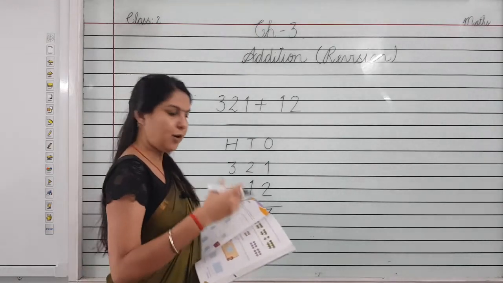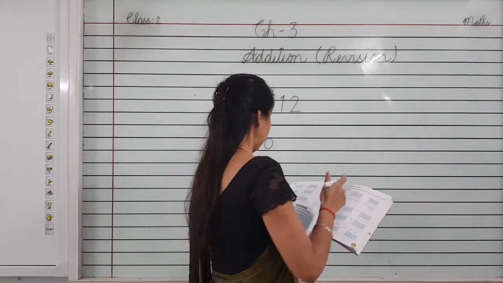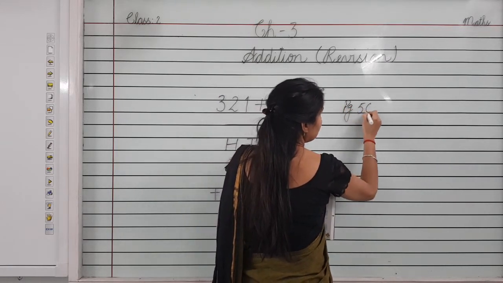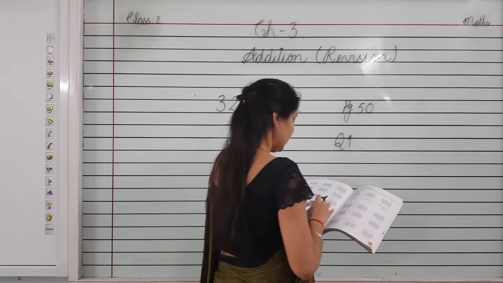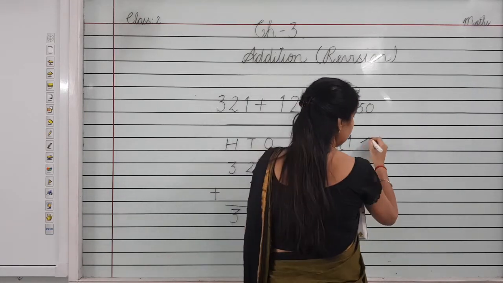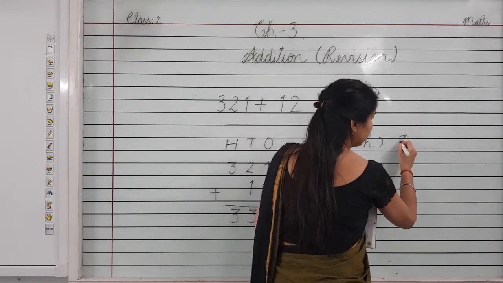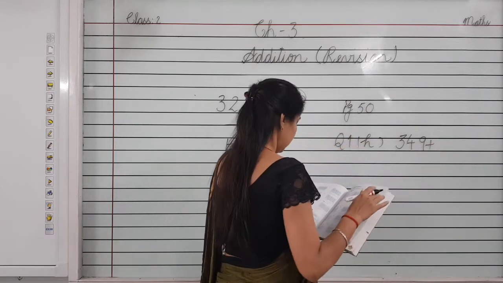Let us see one question from the book, page number 50. Question number 1. Let us see part H of this question. Two numbers are 349 plus 20.